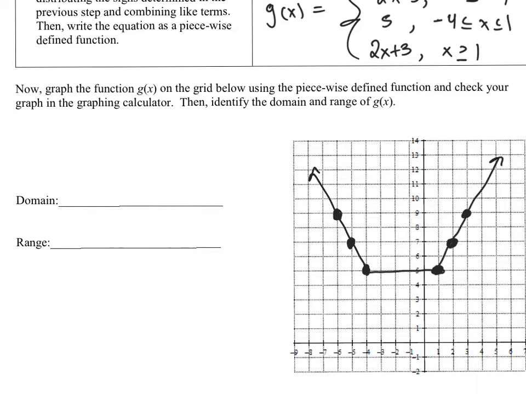And g of x looks like this. So our domain is from negative infinity to positive infinity, and our range is from 5 to infinity, 5 being a closed interval because we have solid defined points. We have no holes, no asymptotes or anything like that.